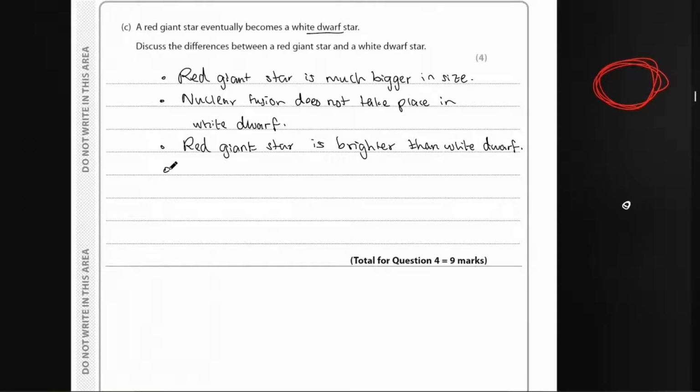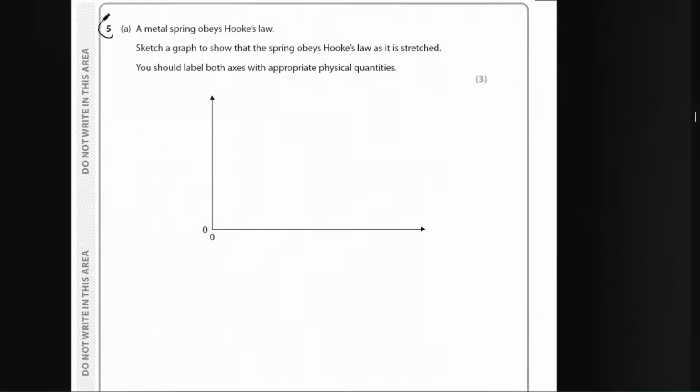We can say that since the white dwarf is much smaller in size, all of its mass is condensed inside a very small space. So we can say a white dwarf has a larger density. Or we can just say a white dwarf is denser. Okay, so these are the differences between the two stars. Okay, let's look at question number 5.